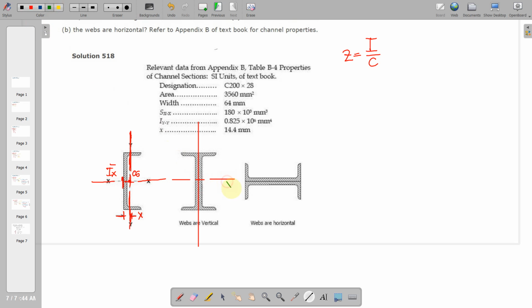So this is our x, and this is our y-axis. Therefore, your section modulus given here, x, is derived by I bar x all over c. So this one. Therefore, we have this value, 180 times 10 raised to 3 millimeter cube.